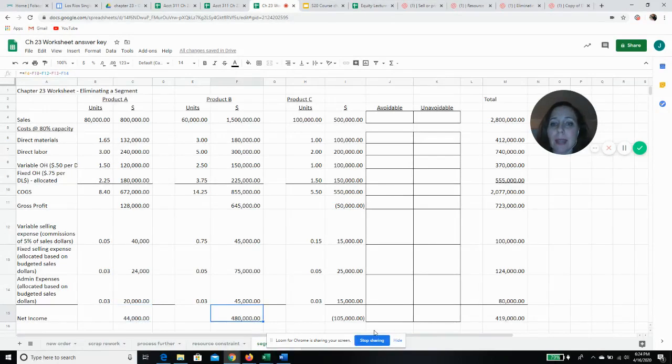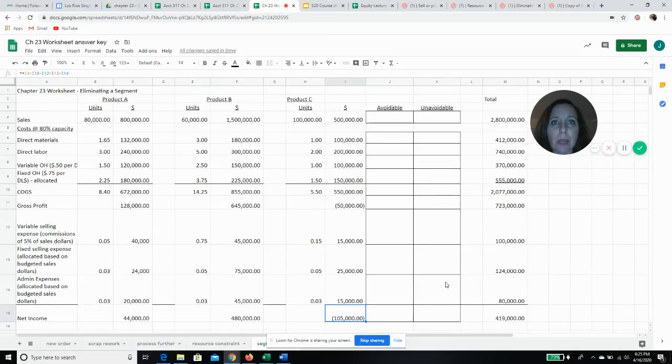Product B makes us net income of $480,000. That seems really good. Product C is operating at a loss. They're losing $105,000 a year. So our first inclination is going to be to say, well, get rid of it. Get rid of product C, and then we will make more money. But let's see if that's true.